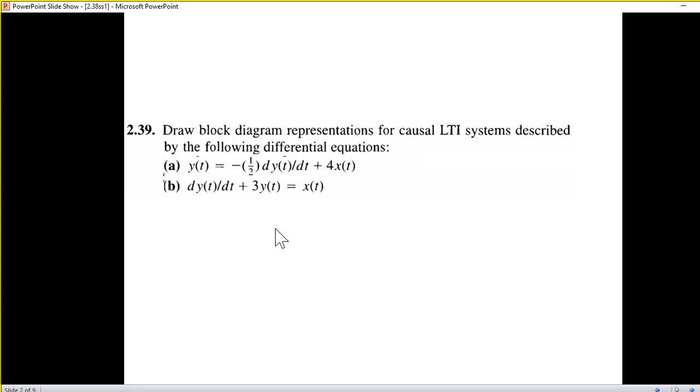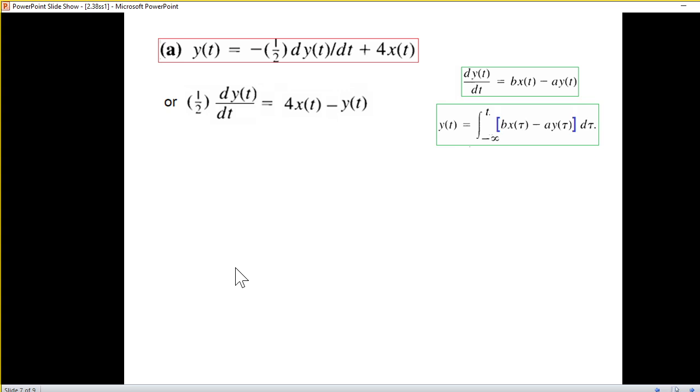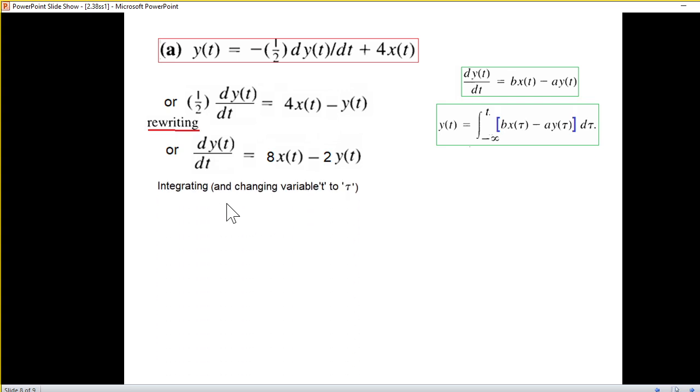Now the two examples, two parts of example question 2.39. Let's do the first part. This is the question. So we write it in the form of a differential equation. First, this one we bring here, and then this moves to the right. And then we take the integration, the rewriting. We move this to the right hand side also. So like multiply by 2 both sides. So this one vanishes from the left. Integrating and changing the variable from t to tau.